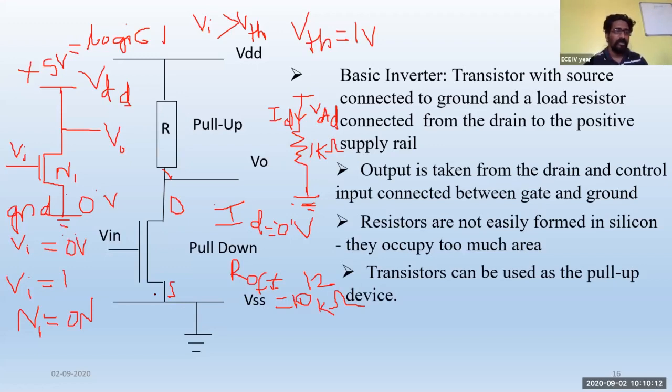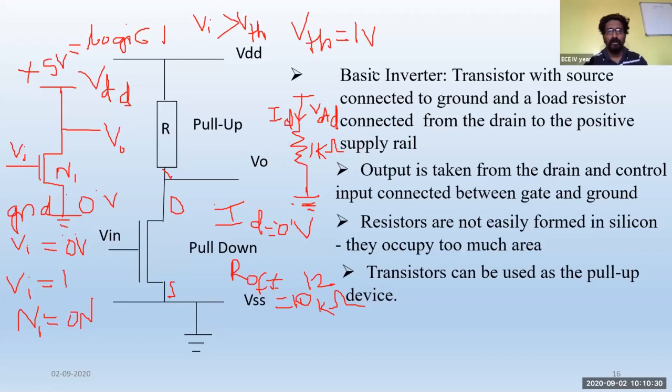Whenever the resistance is very huge, there will be no passing of the current through that particular device. If the resistance is very huge, the transistor is turned off. In the off state, R off is equal to 10 to the power of 12 kilo ohms.